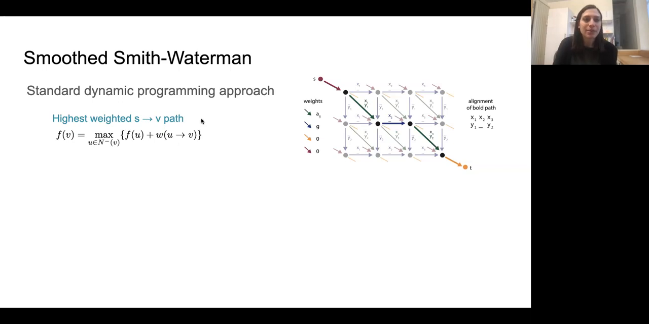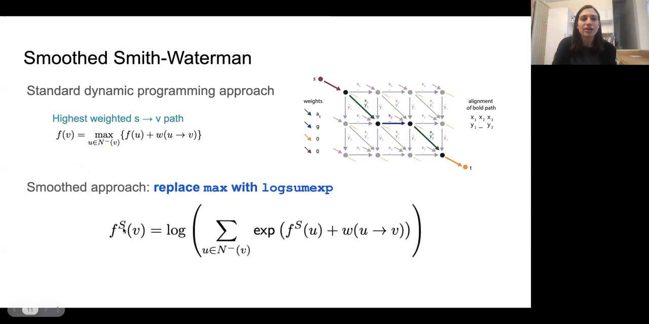So instead of keeping track of this function f_V at each vertex that has this really clear meaning of the highest weighted path from S to V, we're going to keep track of a smooth version of it. We're going to compute a smooth version of the function f that's equal to the log-sum-exp where this maximum was taken. So the idea now is, instead of having each vertex keep track of the highest weighted path ending there, it's going to keep track of a value that somehow indicates information about all the weights of the paths ending at that vertex.